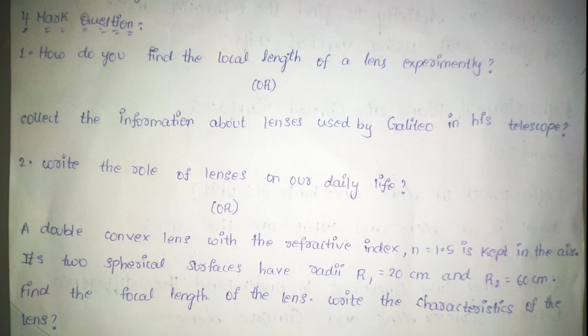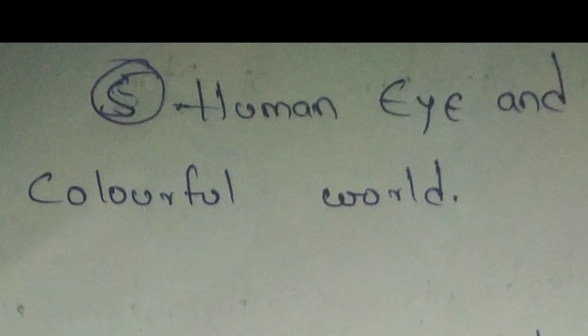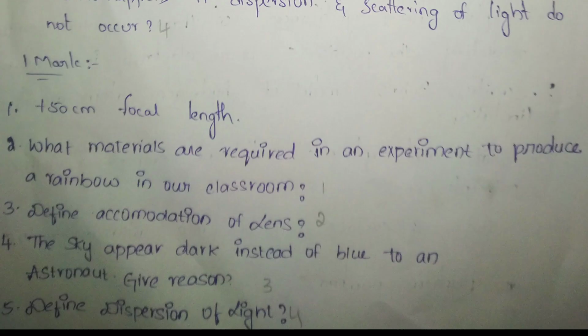4 mark questions. How do you find the focal length of a lens experimentally? Collect the information about lenses used by Galileo in his telescope. Write the role of lenses in our daily life. Human eye and the colorful world. 1 mark questions. Define dispersion of light. What materials are required in an experiment to produce a rainbow in our classroom?